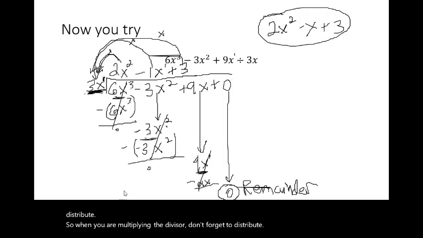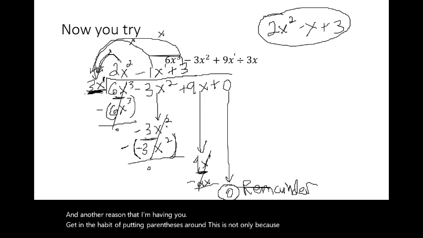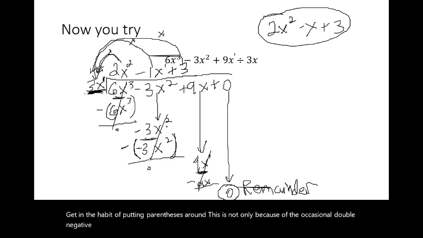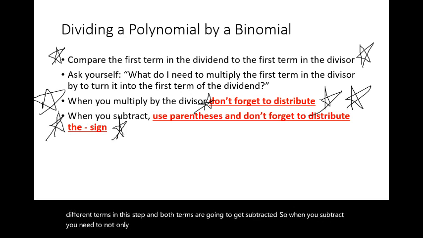And another reason that I'm having you get in the habit of putting parentheses around this is not only because of the occasional double negative, but because when you're dividing by a binomial, you are going to be subtracting 2 different terms in this step. And both terms are going to get subtracted. So when you subtract, you need to not only use parentheses, but you also need to remember to distribute the minus sign to both terms that are getting subtracted.